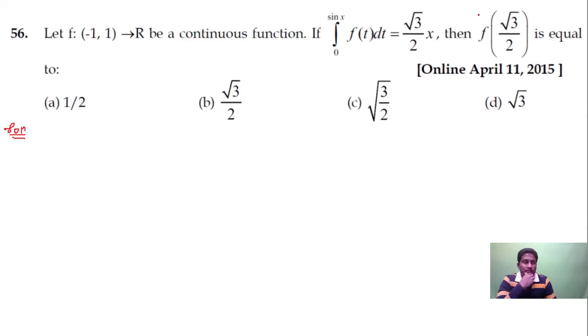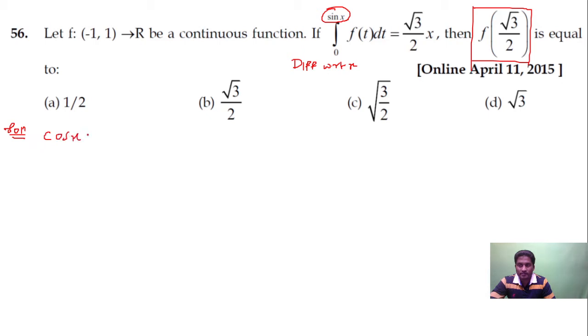Okay, we are supposed to find out what is f of root 3 by 2. I'm going to differentiate with respect to x. So when I differentiate the definite integral, I'll use Leibniz rule. Differentiate the upper limit. Differentiation of sin x is cos x. In place of t, you put the upper limit.